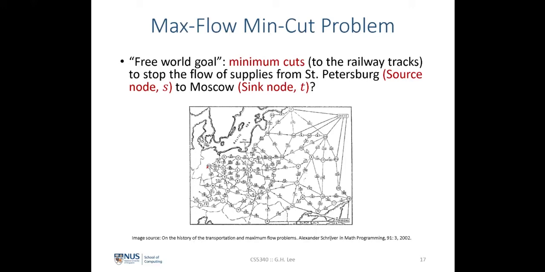It all originated from the height of the Cold War between USA and USSR. The American scientists at that time, in the early 1950s, thought of this free world goal, where the objective is that given the road network of USSR at that time, where we have St. Petersburg over here, which is a big city in USSR that is near the coastal area. What this means is that all the goods coming from the sea can enter the mainland of USSR via St. Petersburg here, where we can see this as the source.